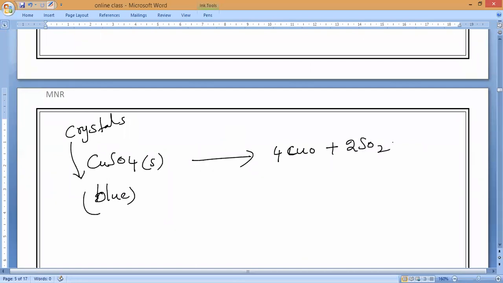Keep it in mind that when we are writing crystals, we do not need to mention the water molecules, but still you have to write the original color. Is it okay, guys?